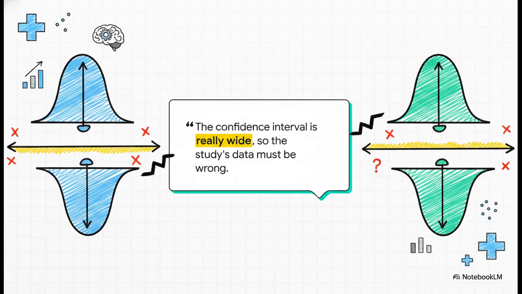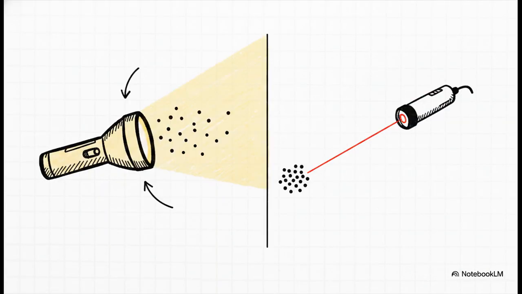And here is another piece of faulty logic that frequently trips up even the most focused learners. You'll see a wide interval, and someone will confidently claim, well, the confidence interval is really wide, so the study's data must be wrong. Time to debunk this second dumb mistake. A wide interval does not mean the data is incorrect. It simply means your precision is low. You're dealing with a small study or highly variable data, which leaves you with poor precision regarding the exact size of the effect. The data isn't wrong. It's like a flashlight beam. It's just wide and fuzzy instead of a sharp laser pointer.